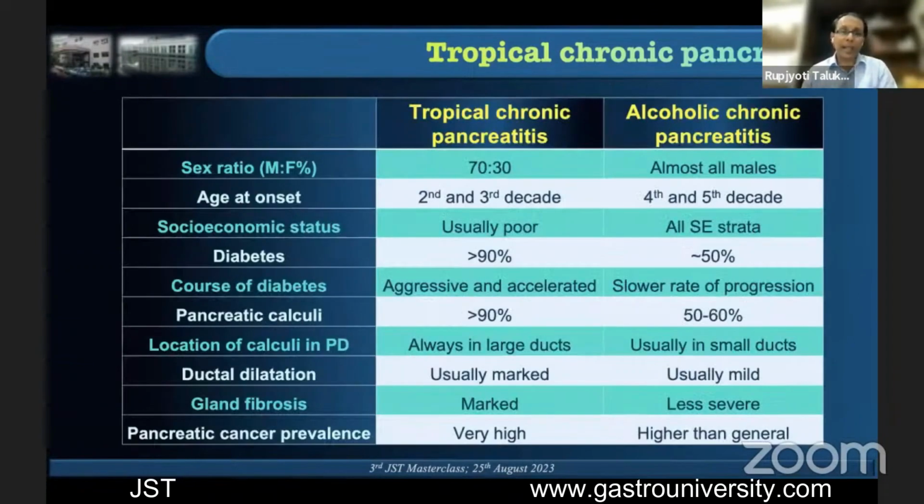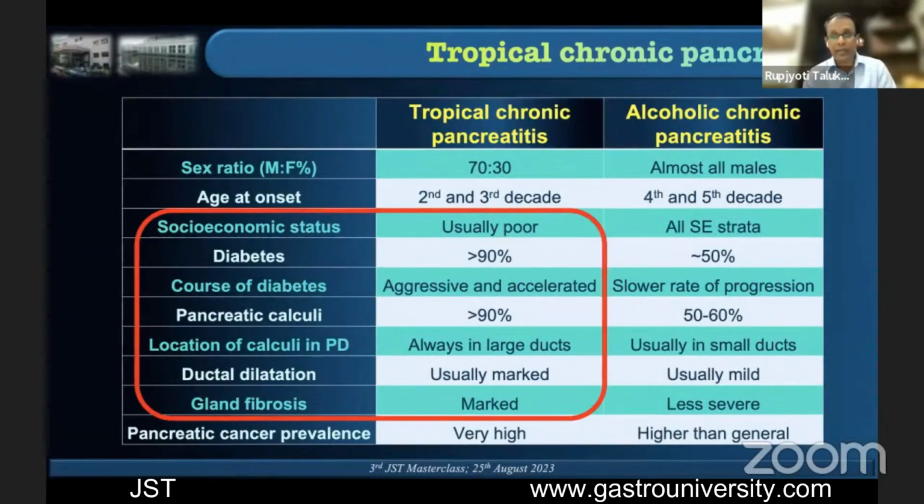And if we see the characteristics of this disease, it was drastically different from alcoholic chronic pancreatitis, which was seen in India and even in the West. The patients' socioeconomic status was usually poor. Almost all of them had diabetes at some point in the disease course. It was a very aggressive, accelerated course compared to alcoholic chronic pancreatitis, which was much slower. There were big chunks of calculi in the large ducts. Almost all the patients had calculi. There was marked ductal dilatation and significant gland fibrosis. So this made this disease very unique and different from alcoholic chronic pancreatitis.